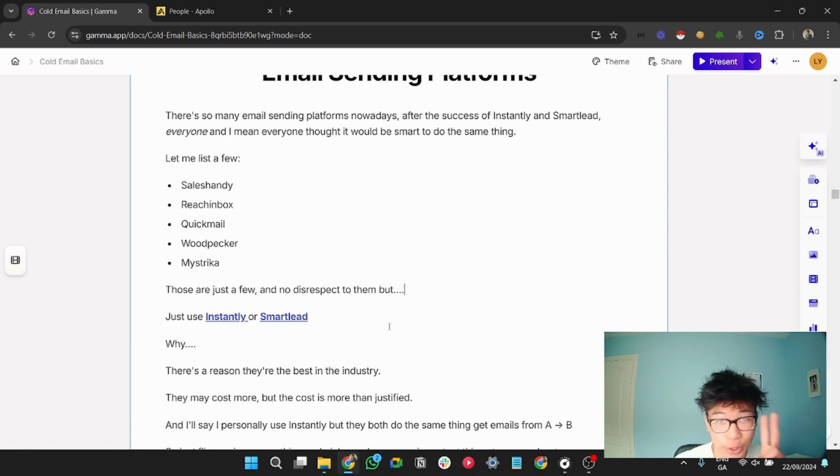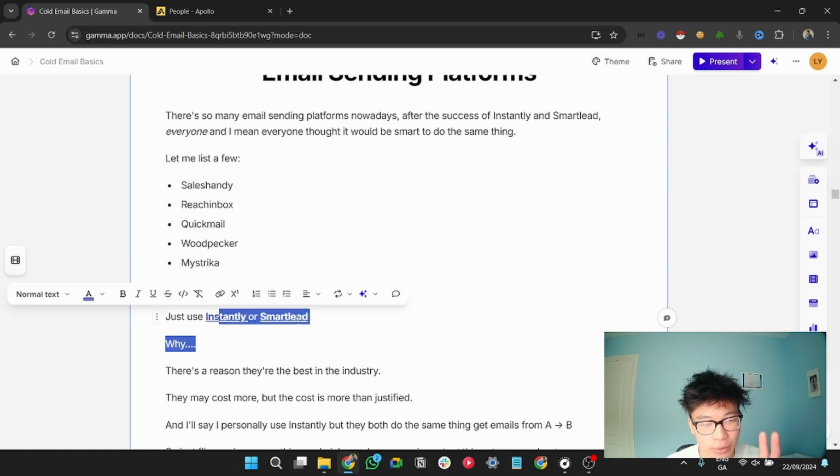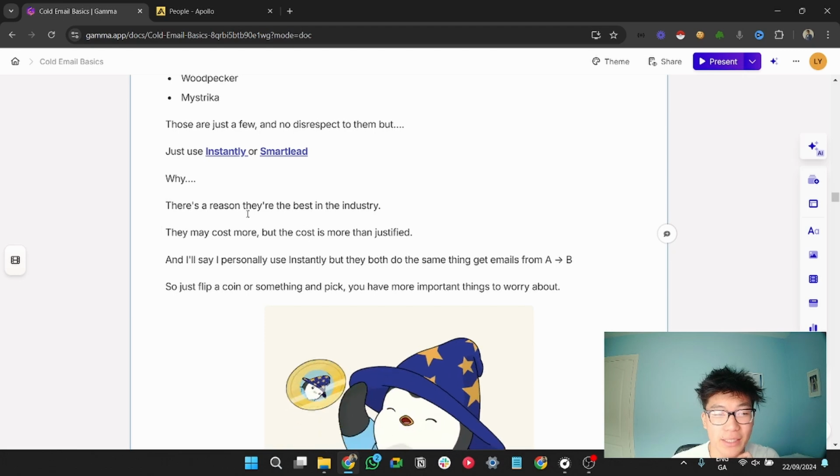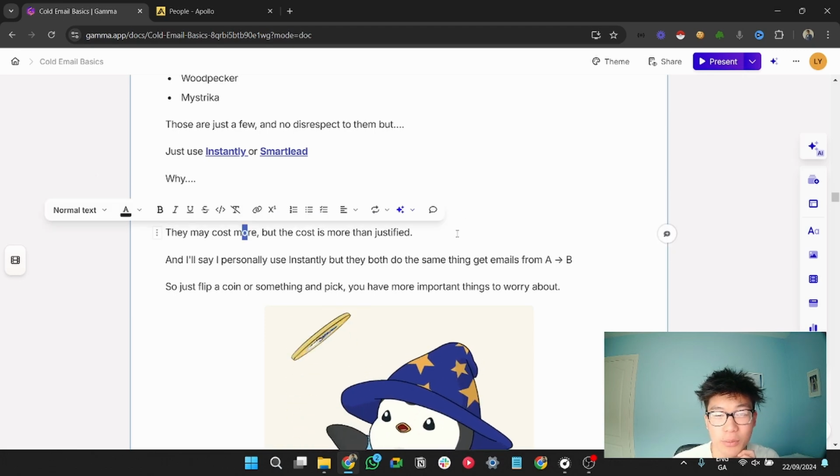And it's good that there's two, because if there's one, they just jack up the prices. But these ones compete with each other, and these just compete with each other. Just don't pay attention to these. Well, you can. I'm gonna recommend one or two, but basically Instantly or Smartly is what I'm trying to get at. The reason is they're the best in the industry. They may cost more, but the cost is more justified.